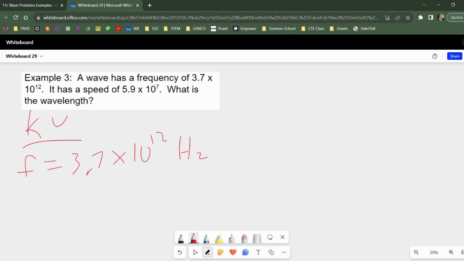So I'm giving you some scientific notation numbers because that's often what we see in these waves. They're big and small numbers, and so you're going to have to remember how to use your calculator with that. So we'll practice that.